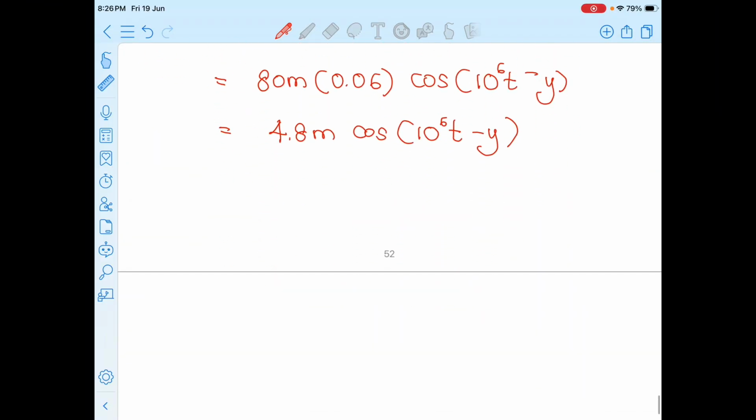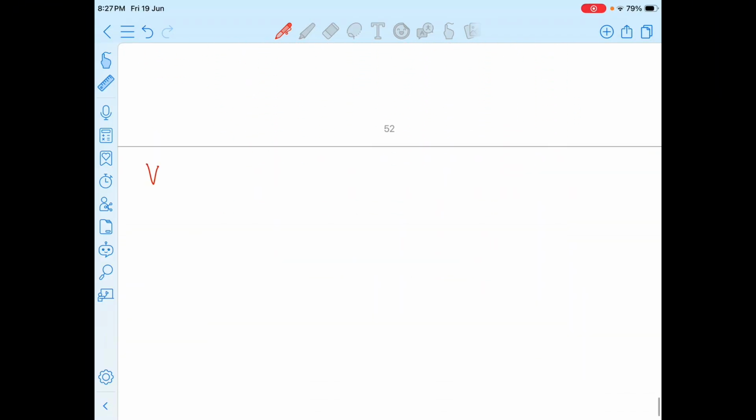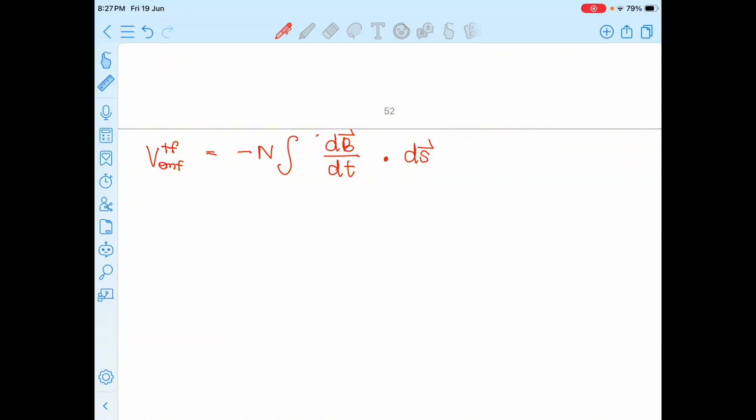Alright, so next we are going to move to the transformer EMF. For the transformer EMF, our formula is negative n integrate the differentiation of the B with respect to the t, dot ds. I would like to do the differentiation with respect to the t first. So my B is equal to 4 milli cos 10 power 6t minus y, which is in the z direction.